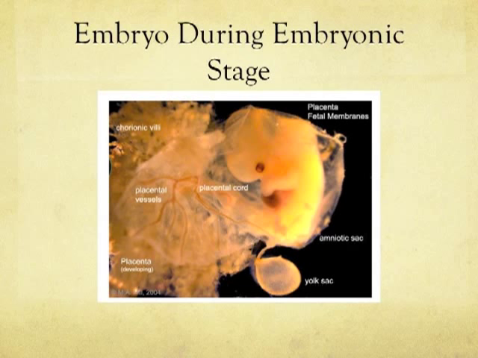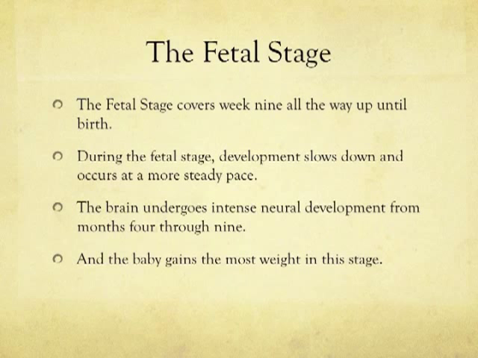This slide shows us an embryo that's about 6 or 7 weeks old. If you notice, it has little eyes, arms, and legs, and if you look closely enough, you can see little fingers beginning to form on the hands. The fetal stage covers week 9 all the way up until birth.